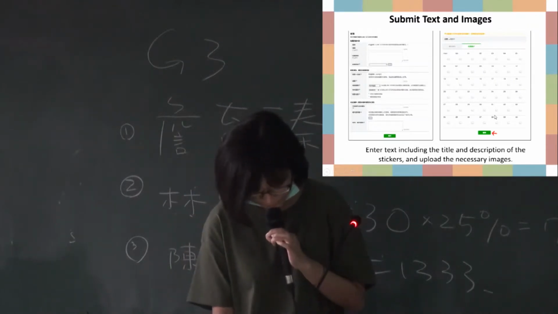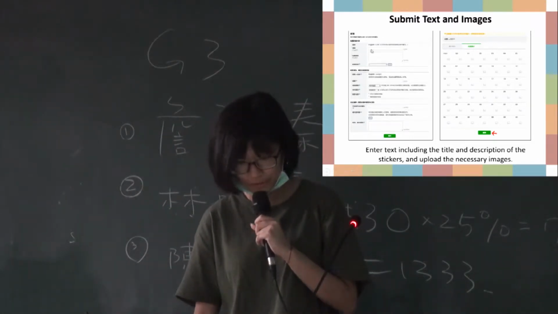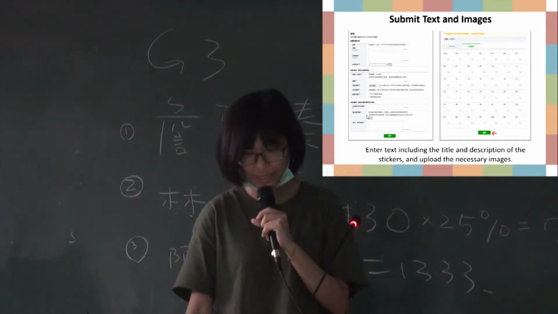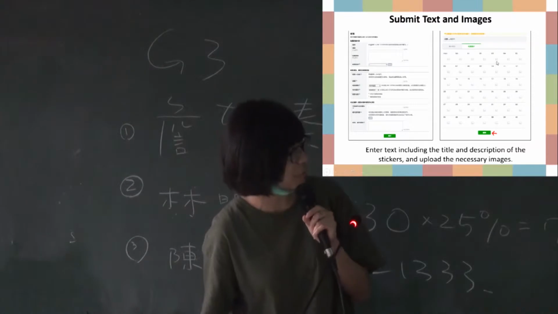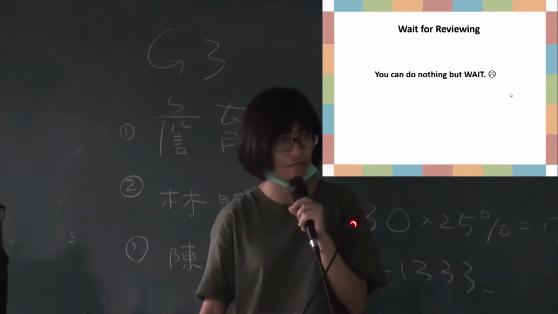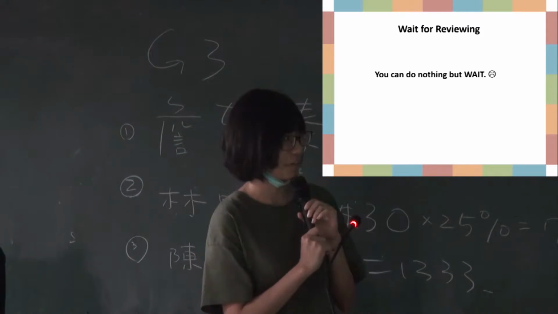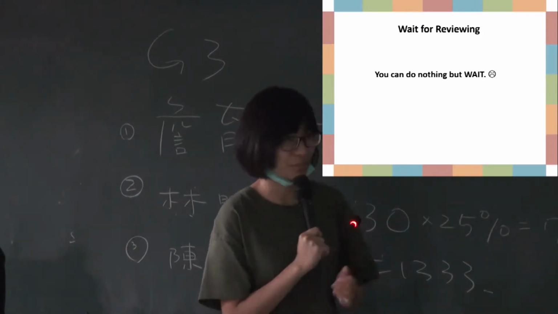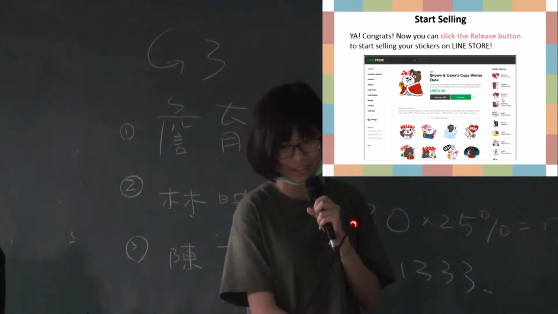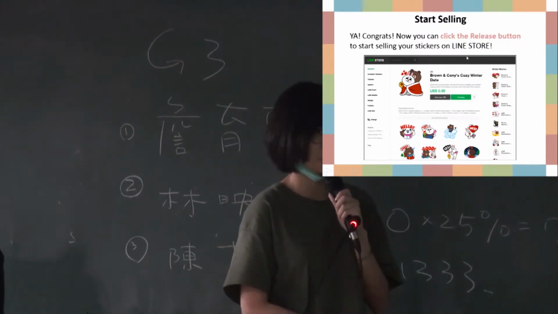And then you need to submit this. You need to fill out these forms, including your title, your description of the stickers, and then upload the necessary images that you have created. And when you're done with this, you have to wait for review from LINE. You can just do nothing but wait for your stickers to pass. And then finally, when your stickers are passed, you can click the release button.